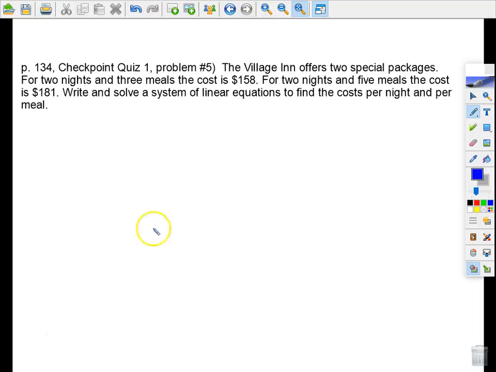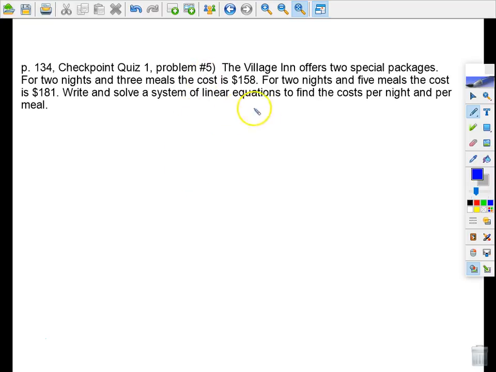Now let's look at the one that's in the checkpoint quiz. This is on page 134, and it's problem number 5, just that one problem in the checkpoint quiz.